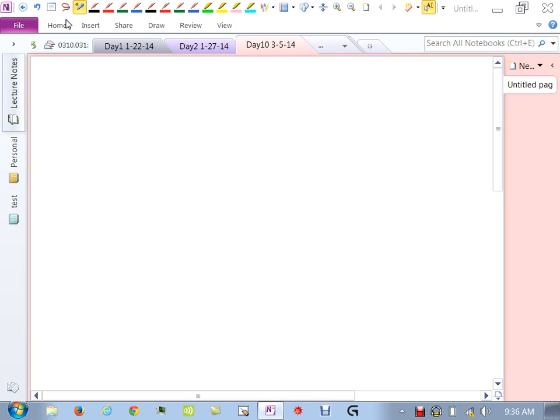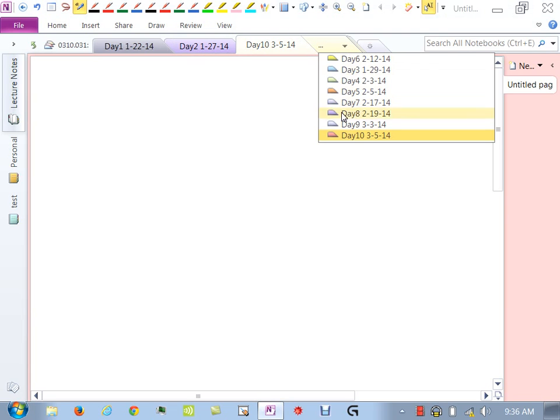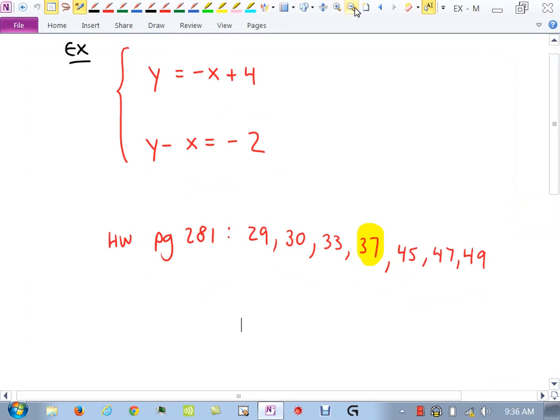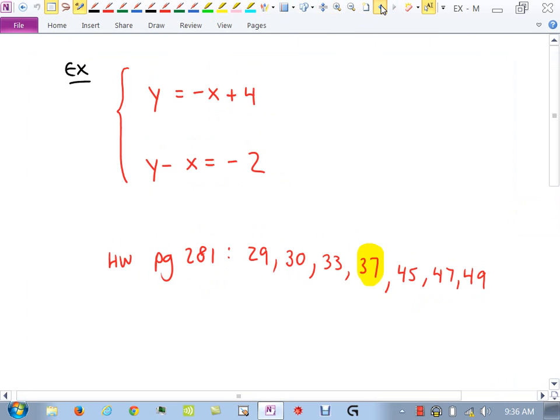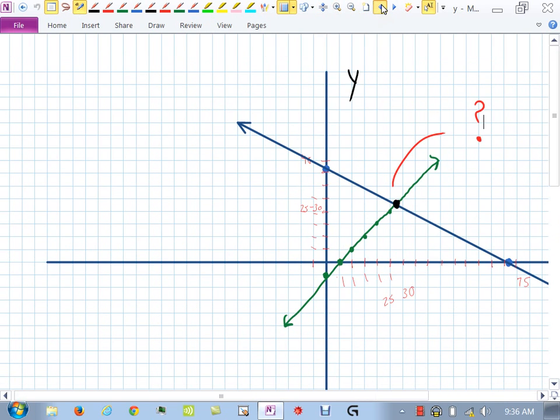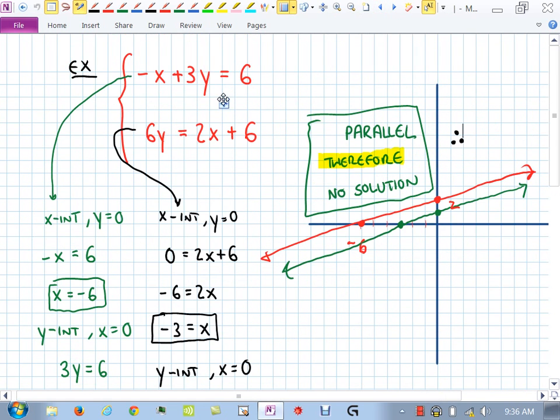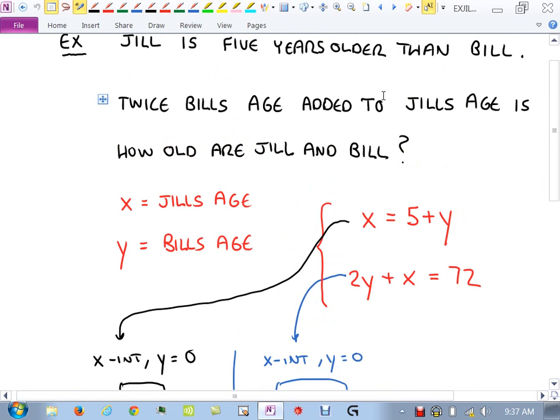All right. So last time, and I'll just bring up so you can see it real fast. Last time, what we did is when we wanted to solve a system of equations, like this one here, we just graphed each of the lines and tried to figure out where the point was that it intersected. And then we did that problem where we had the age, right? The age of Bill and Jill.